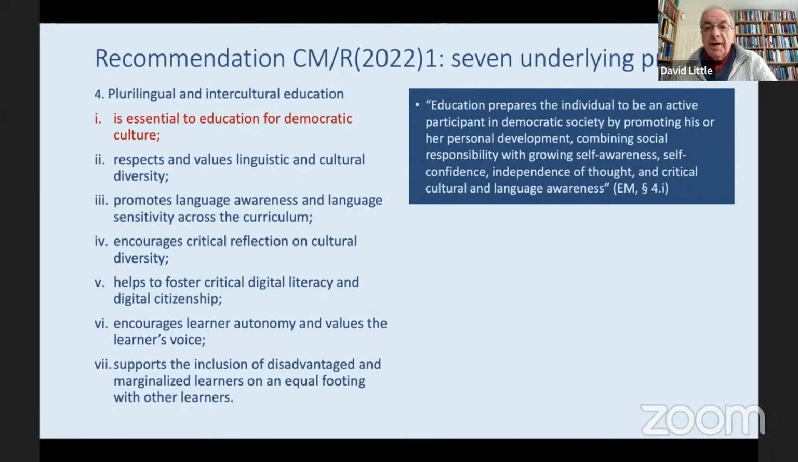As the explanatory memorandum says, education prepares the individual to be an active participant in democratic society by promoting his or her personal development, combining social responsibility with growing self-awareness, self-confidence, independence of thought, and critical cultural and language awareness. Principle 2, plurilingual and intercultural education respects and values linguistic and cultural diversity.